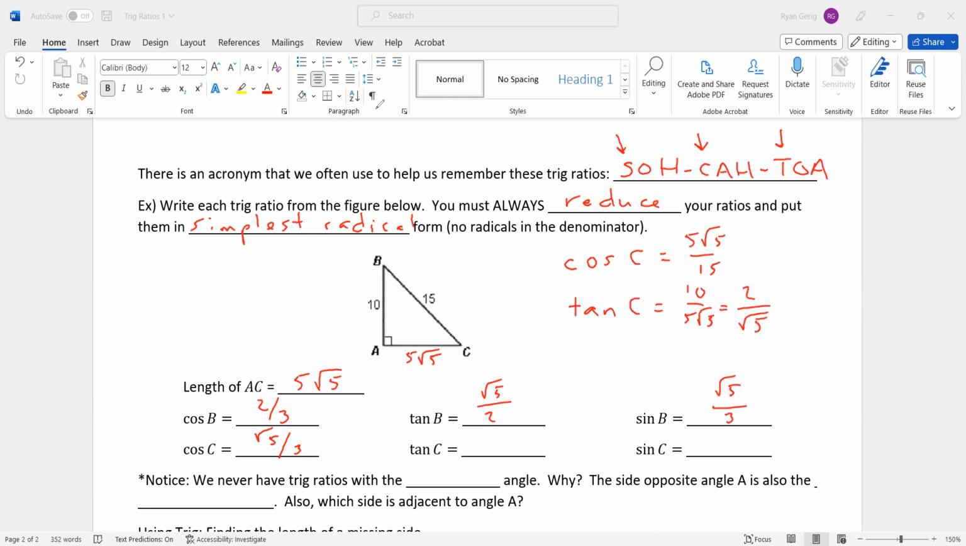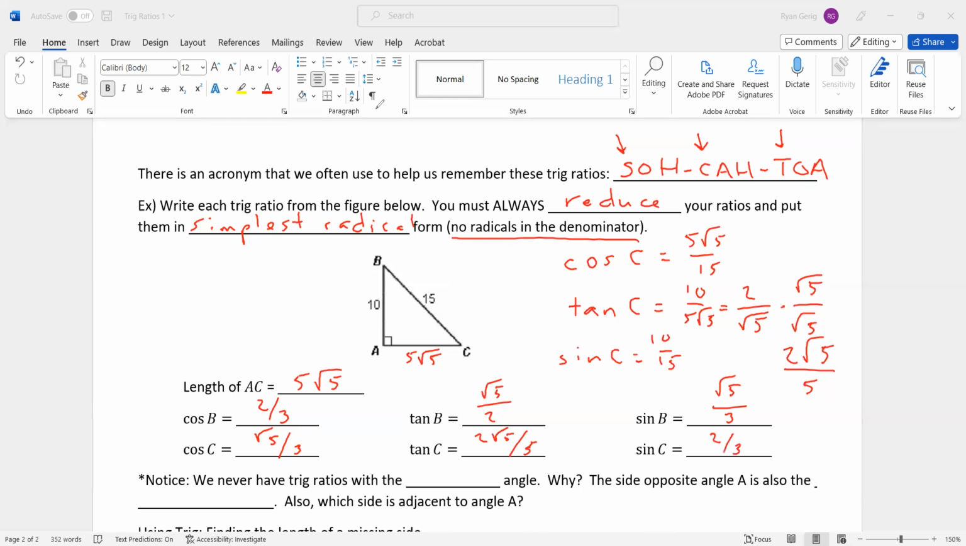But I set up here in the directions, no radicals in the denominator. So how do I get rid of that? You may remember this from Algebra 1. I call it multiply by fancy 1. I'm multiplying the top and the bottom by the square root of 5. What that does is it gives me 2 radical 5 on top. And on the bottom, it becomes the square root of 25, which is 5. So the tangent of C is 2 radical 5 over 5. And then the sine of C is opposite over hypotenuse. So 10 over 15, which is 2/3.